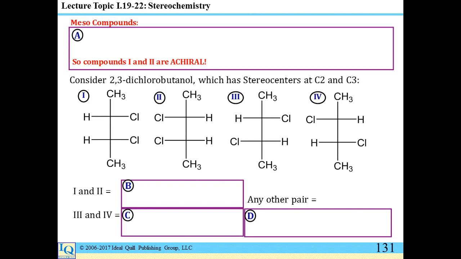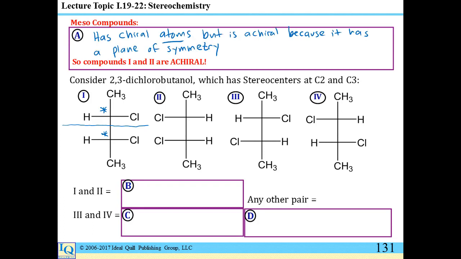The final topic I'd like to cover in today's lecture is the topic of a subset of compounds with chiral centers that are called meso compounds. One thing we know about compounds is that they can't have a plane of symmetry and be chiral. So what happens when a compound has, like compound 1, 2 chiral carbons, but the way they're set up leads to a plane of symmetry between them? Well, this is exactly what a meso compound is. A meso compound is a compound that has chiral atoms in its structure, but the entire molecule is achiral because it has a plane of symmetry.